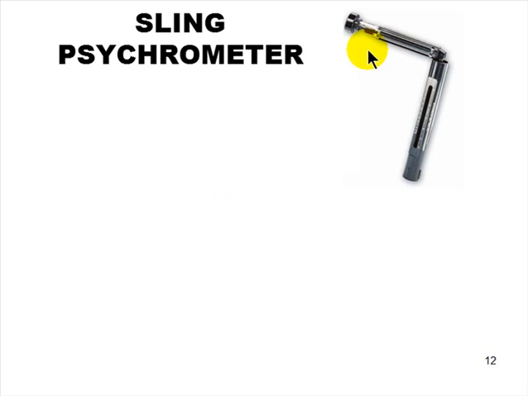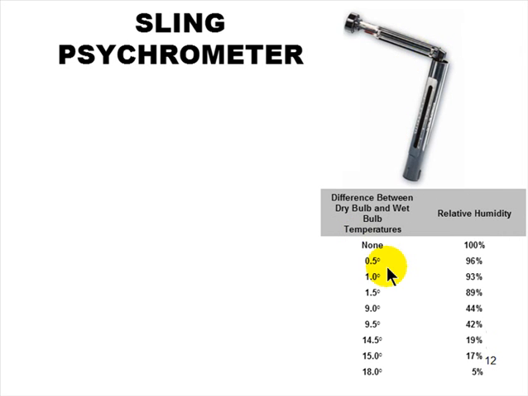Sling psychrometer, 1940s technology. Two thermometers mounted right next to each other. One has a wetted wick on it. As long as you keep that wick wet and clean, and the water has good contact with the bulb, and you whirl it around the room to increase the evaporation rate, it will evaporate the moisture that it can relative to the humidity in the air, and it will drop the temperature of the wet bulb to the point where it's taking all the moisture out.